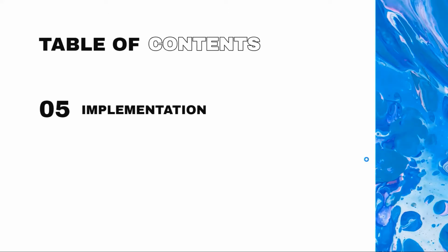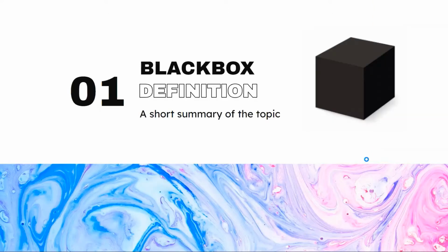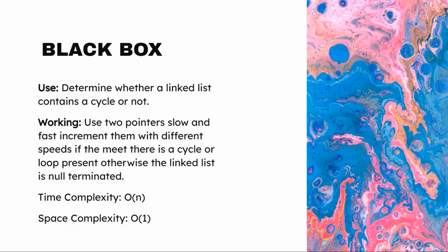So let's get started. First of all, coming to the black box definition of the algorithm, I will give you a short summary about the algorithm. Floyd's cycle algorithm is used to detect a cycle in a linked list. Its time complexity is O(n) and its space complexity is O(1). This is just a short summary of the topic. We will cover the whole algorithm in detail in the video.